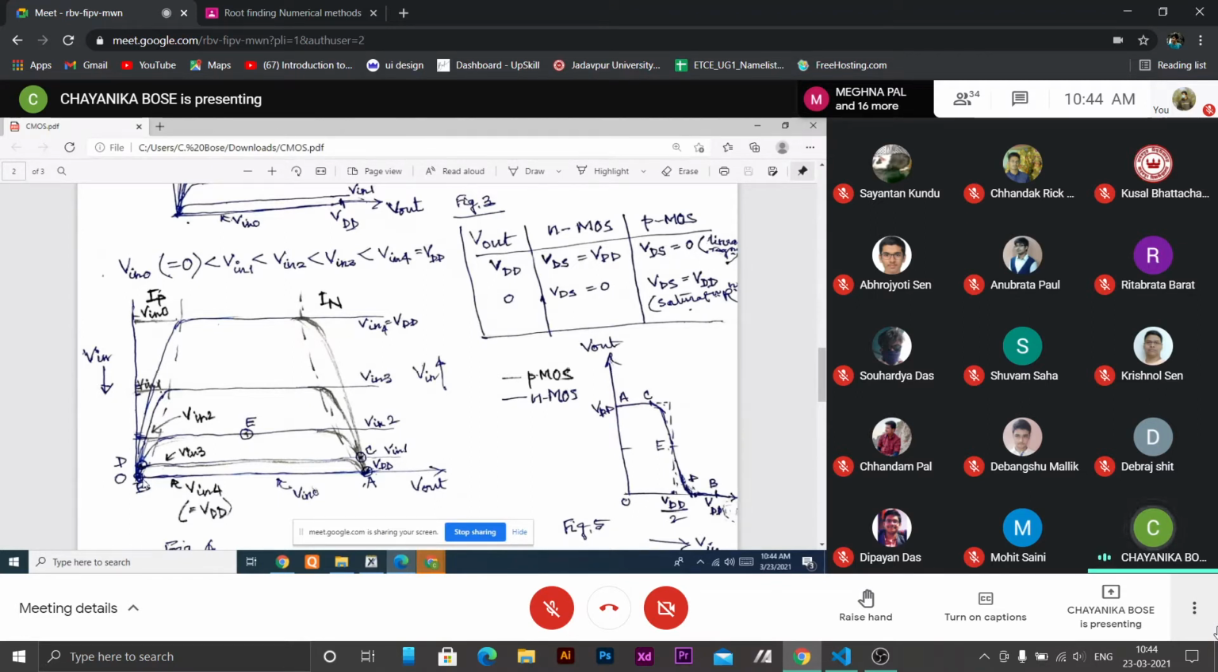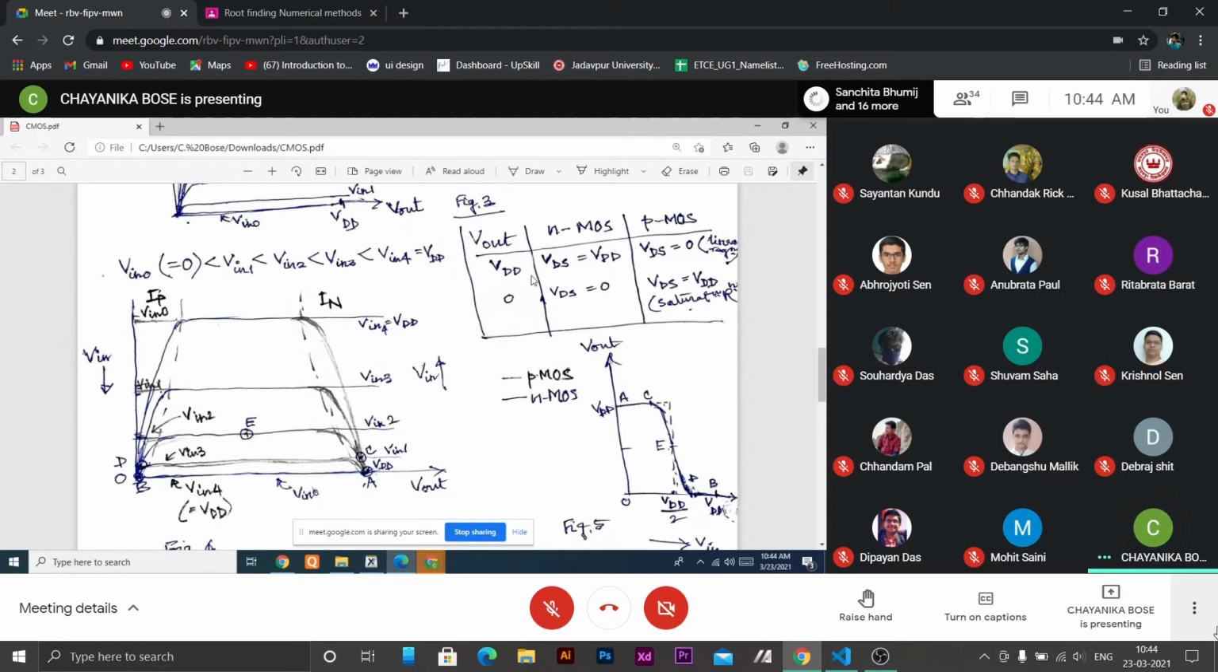So this is for V input 0, it is 0. Now V input increases slightly, then V input 1, V input 2, V input 3, V input 4. These are the characteristics for NMOS. So these are basically the IN, the current flowing through NMOS.